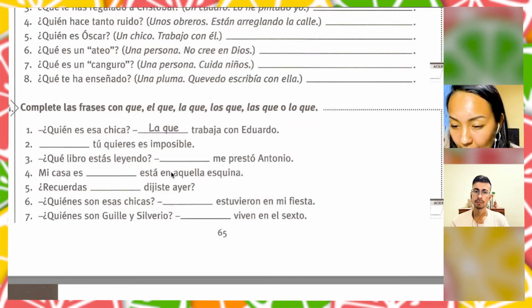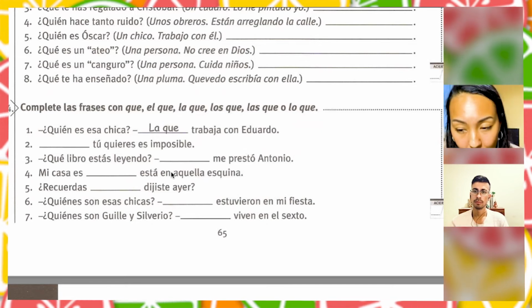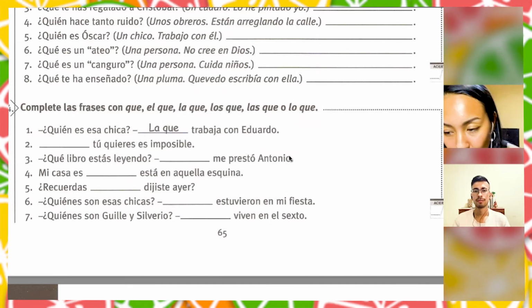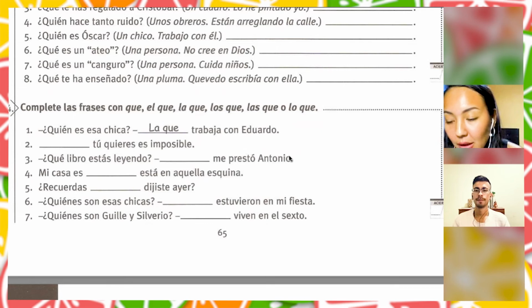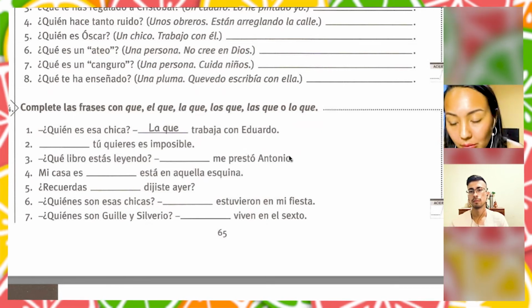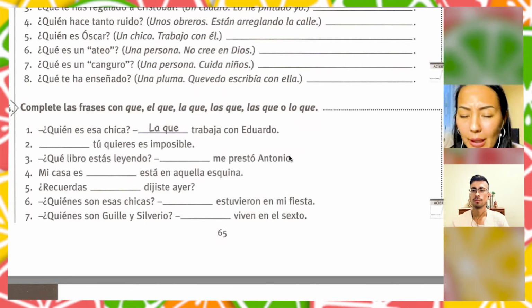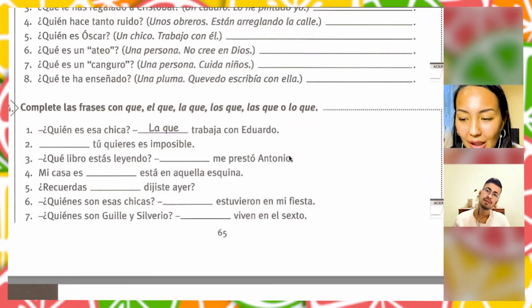¿Qué libro estás leyendo? What book are you reading? El que me prestó Antonio. The one. Which, you say the which. Yeah, the which I was presented by Antonio? No? Prestó means he gave me. Okay.